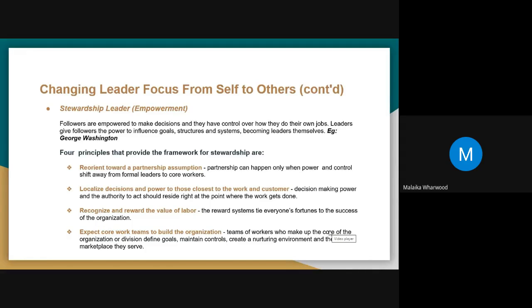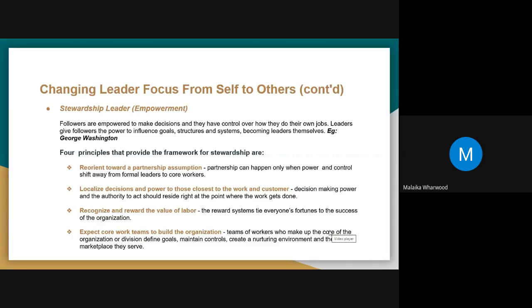We have an example here, George Washington. George Washington was the first United States president, and he was a man of faith and action. He believed deeply in God's providence, and he demonstrated that with his actions, right? We have 4 principles that provide the framework of stewardship, and they are to reorient toward a partnership assumption. And this means that partnership can happen only when power and control shift away from former leaders to core workers.